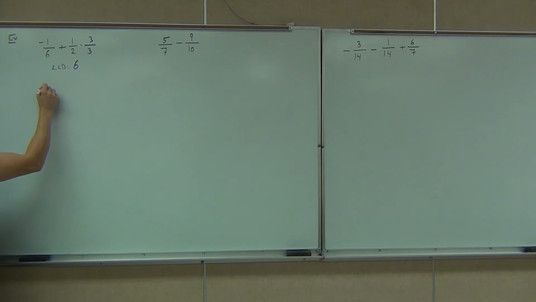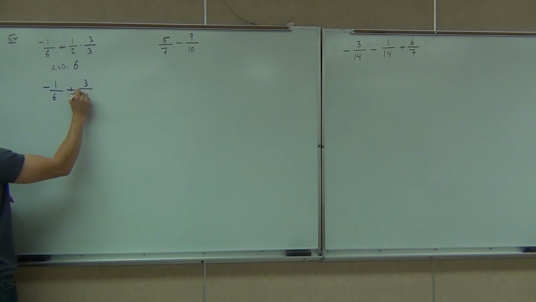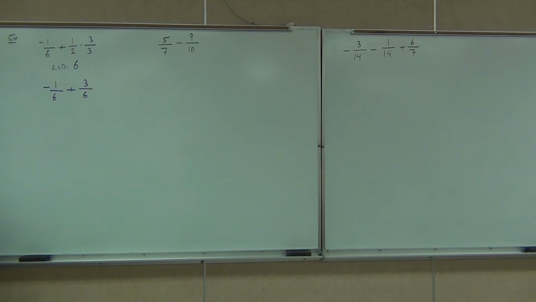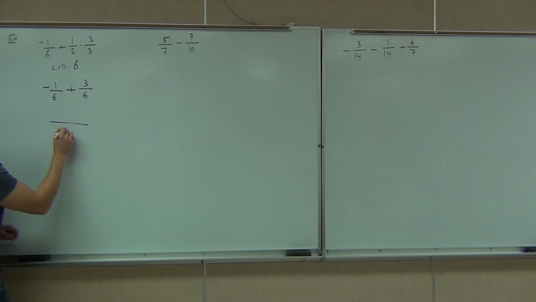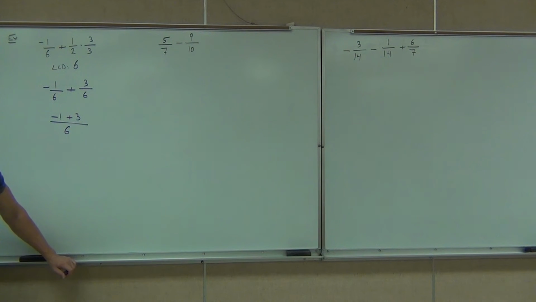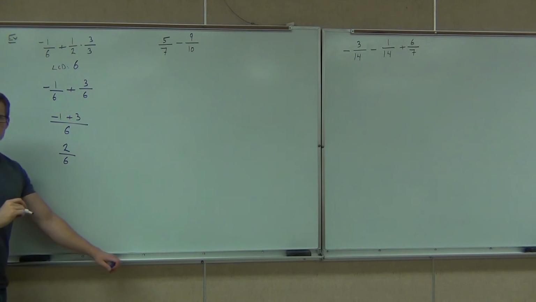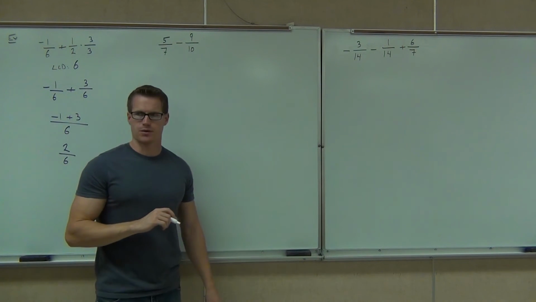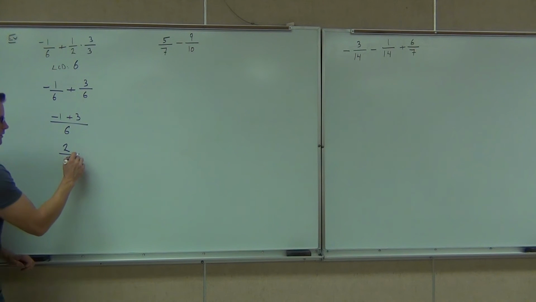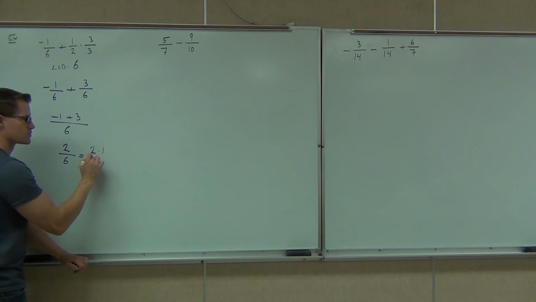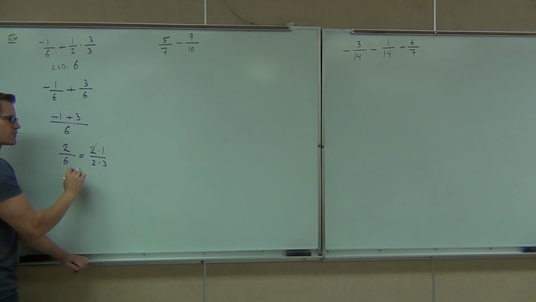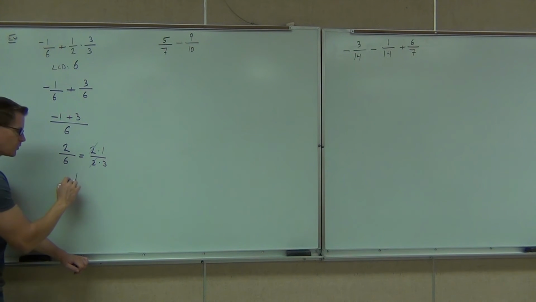So we're going to get negative 1/6, that's from here, plus 3/6. We're going to write this as one fraction first. Our denominator is 6, we have negative 1 plus 3. What's negative 1 plus 3? 2. And 2/6 gives us 1/3. Remember how we're simplifying? We're doing 2 times 1 over 2 times 3. Whenever you have those common factors, you cross them out and you get 1/3.